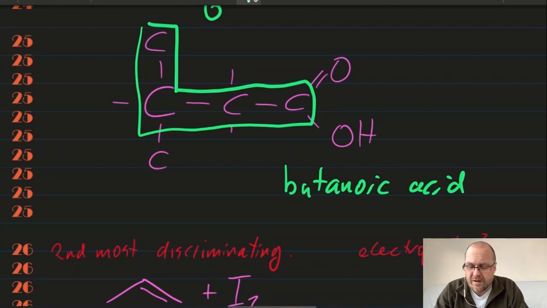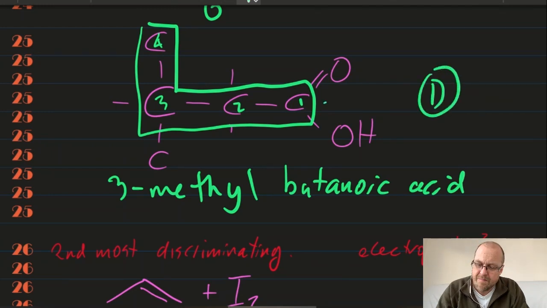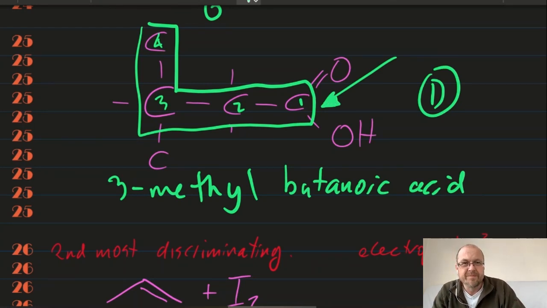And so I'm going to name it. You start from the functional group here. So it's 1, 2, 3, 4. So it's going to be 3-methyl butanoic acid, 25D, yeah. It's not always obvious that you have to number from the big functional group. A couple of years I forgot to teach that when I first started teaching. But that's where you start from.